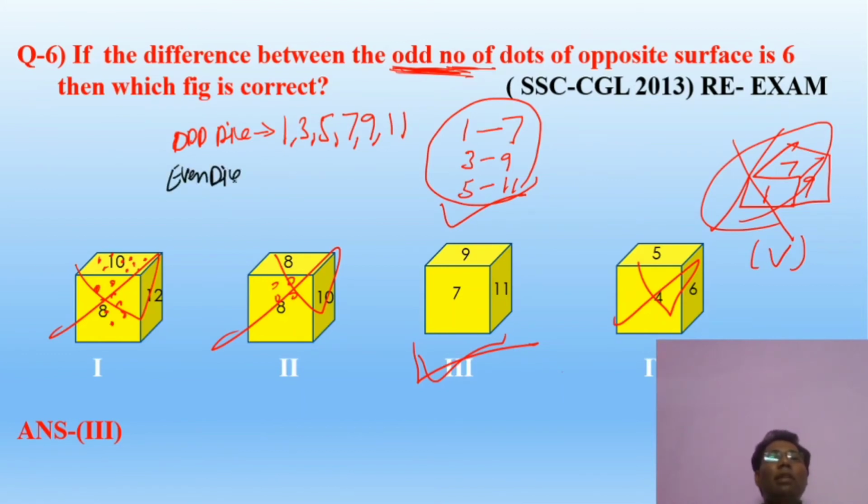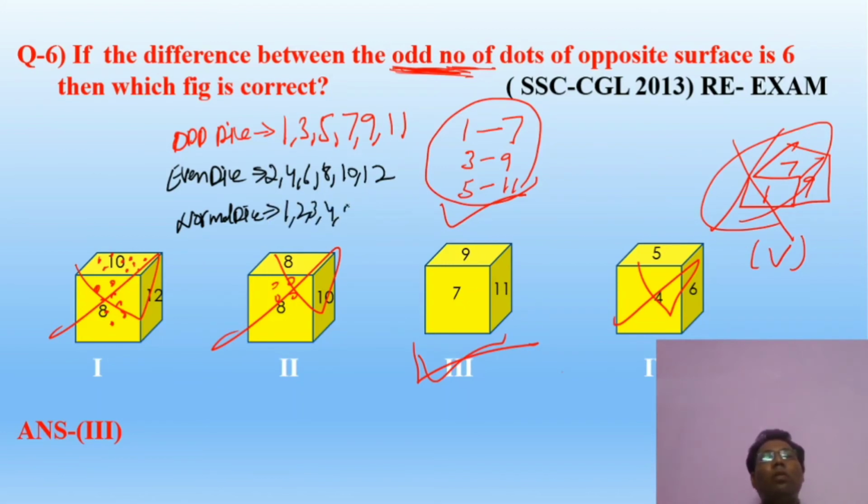If it is an even dice, the numbers we have to assume are 2, 4, 6, 8, 10, 12. And for a normal dice, 1, 2, 3, 4, 5, 6. These numbers are there. Okay.